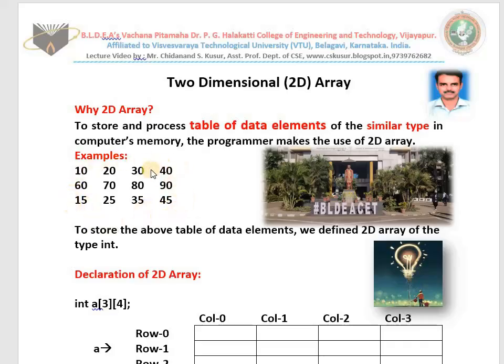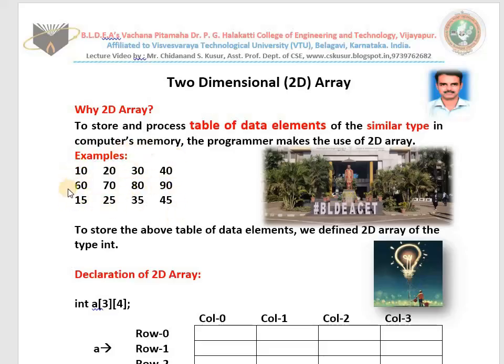Look at this table of values. One thing you can see here, what is that, do you know? All the values are of the same type. All values are of the type integer only. This is what we call table of values. You can see in this table of values, 3 rows we have and 4 columns we have. Then how do you store these values in computer's memory? Then we need 2D array. I hope you understood why we need 2D array: to store table of values of similar type.